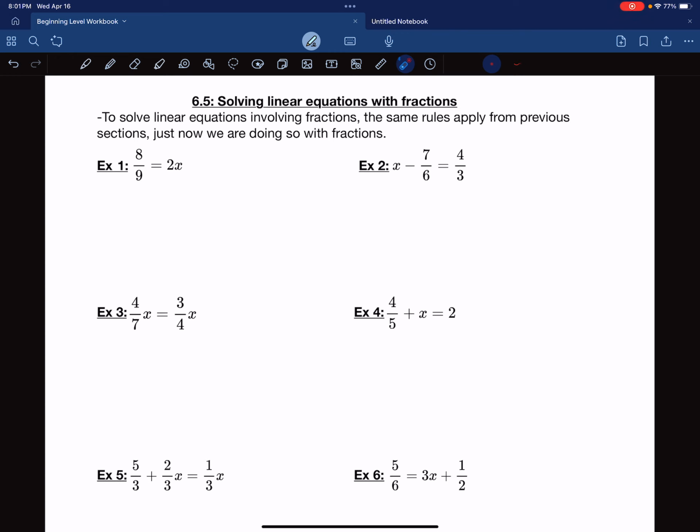That's the only difference. So with that being said, I encourage you to pause the video and try example 1 on your own. And assuming you have given it a go, let's work through it.